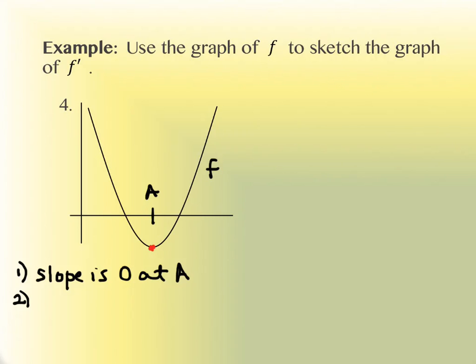All right, so what happens before A, all the way up till we get to A? Okay, so be careful. The graph's decreasing. What's the slope?